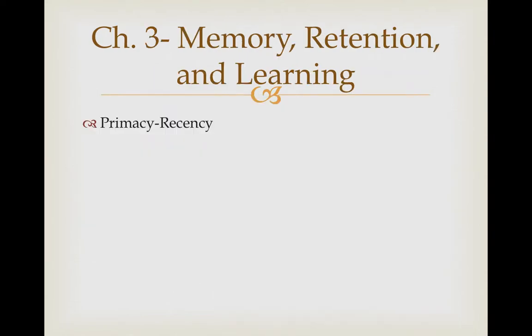Alright, chapter 3 dealt with memory retention and learning. And the biggest takeaway for me from this chapter was the primacy-recency effect. So this phenomenon basically states that in a learning environment, the information that is best remembered is what comes first, and then the next best remembered is what comes last. The information that is least likely to be remembered is what comes in the middle. So this kind of goes back to our processing model.